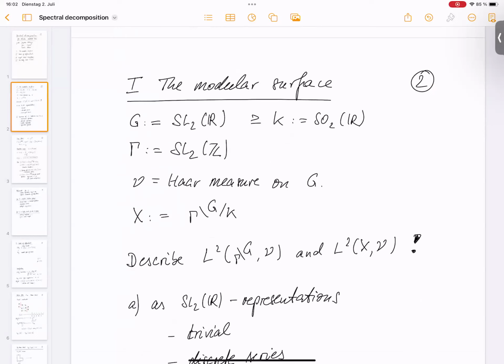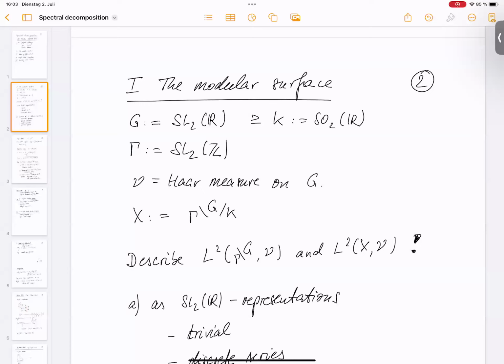Let's look at the modular surface, which is the double quotient of GL2R on one side by its maximal compact group K, and on the other side by SL2Z. And if nu is the Haar measure on G, it descends to a measure on X. And with respect to that measure, that I will also denote by nu, we can ask to describe the L2 space either of X or of G mod gamma, which doesn't differ much from X, it's the unit tangent bundle to the modular surface.